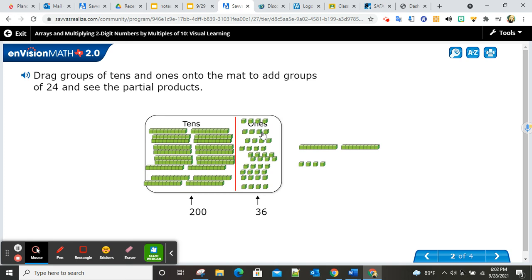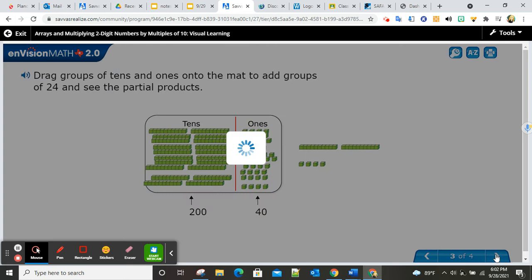That makes sense. 1, 2, 3, 4, 5, 6, 7, 8, 9. Oh, this one must need to be moved down here. 10. That makes 200, a partial product of 200 and a partial product of 40. Let's continue watching the video.